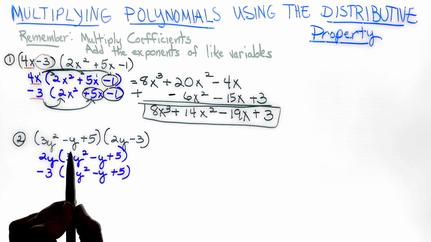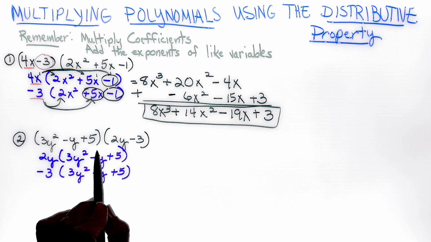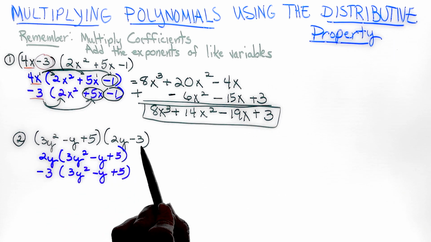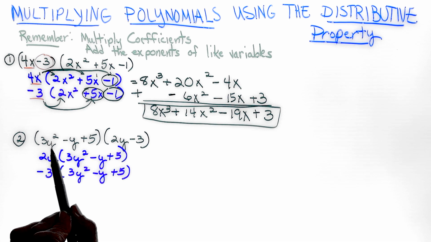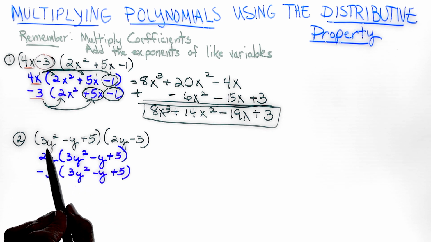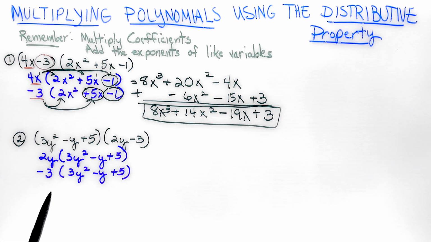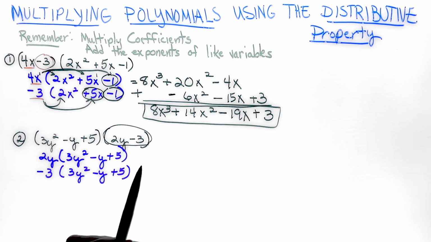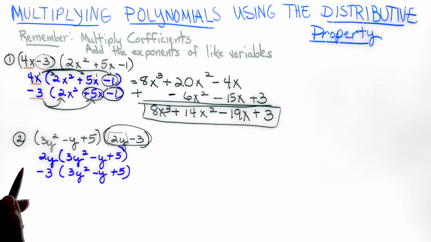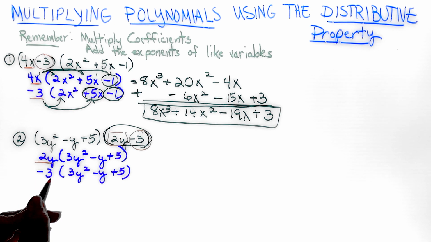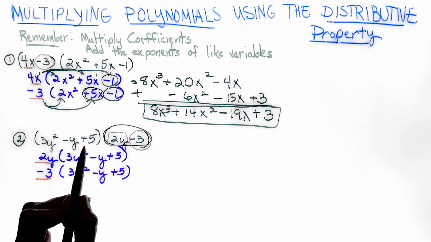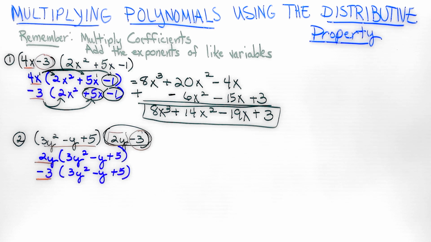I have 2y squared minus y plus 5 times the quantity 2y minus 3. And you might be wondering why I didn't go ahead and break this up. Well, if I did that, I would have to have 3 different distributive property problems. So I decided to just use this one and break it up into 2 parts where I have my 2y that I will be multiplying. And again, I have a negative 3 that I will be multiplying by everything in this first polynomial.